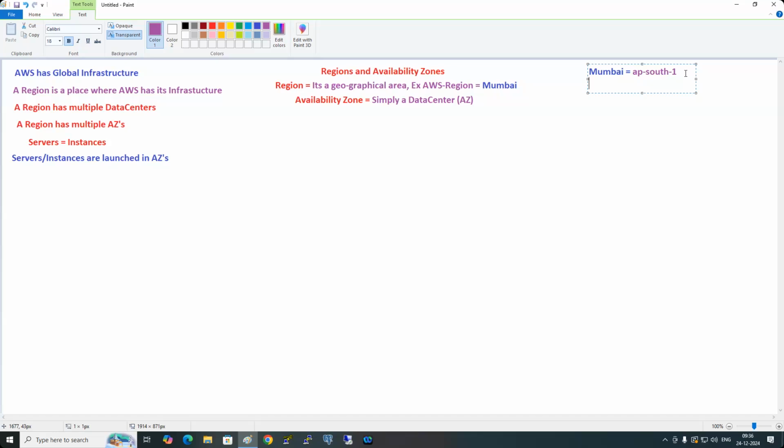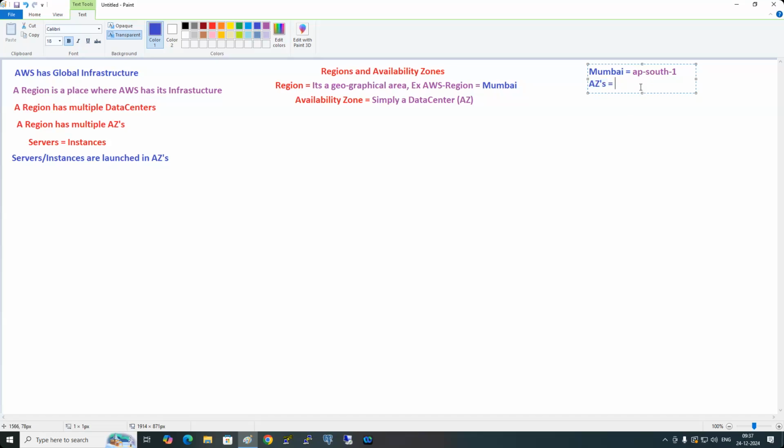Got it? Okay. So what does the region contain? Availability zones. How many availability zones are there in Mumbai? Multiple. But I'm saying here there are 3 availability zones. What is an availability zone? Data center.